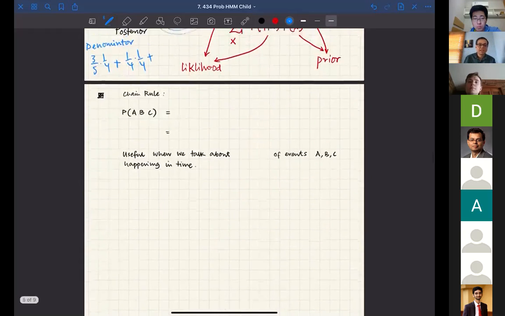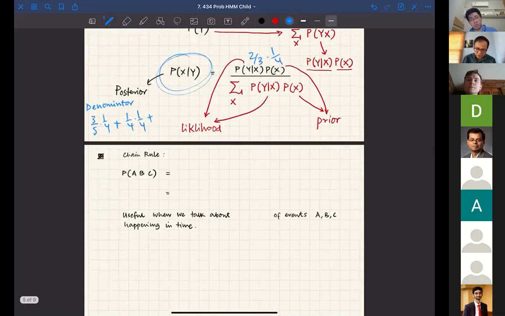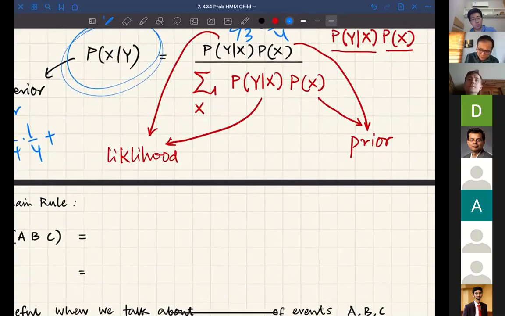Okay, if not, the last point we'll talk about in probability is called the chain rule. By the way, guys, this is called the law of total probability. Let me just squeeze that in.